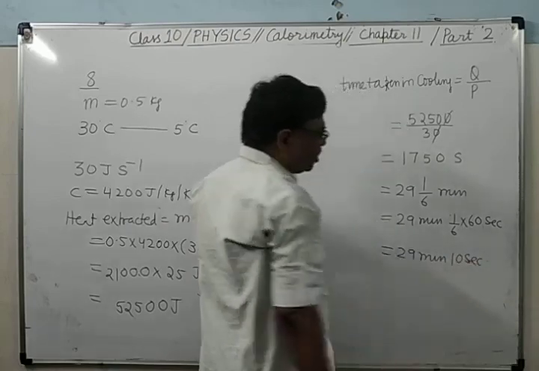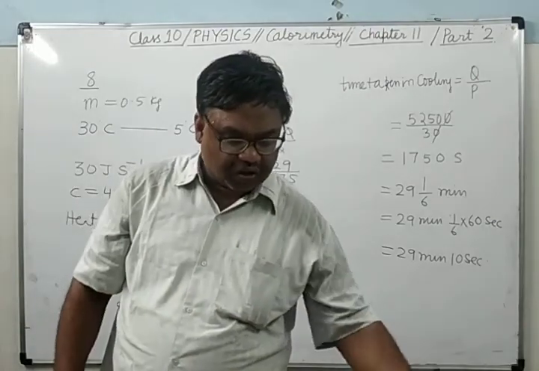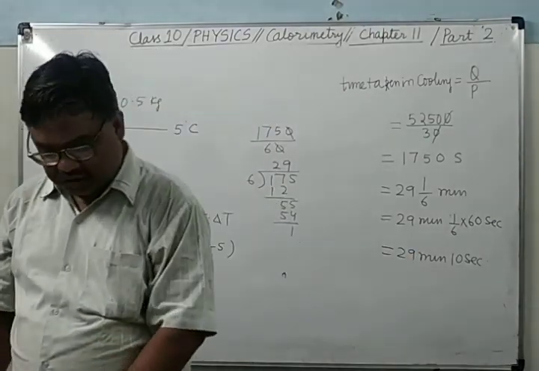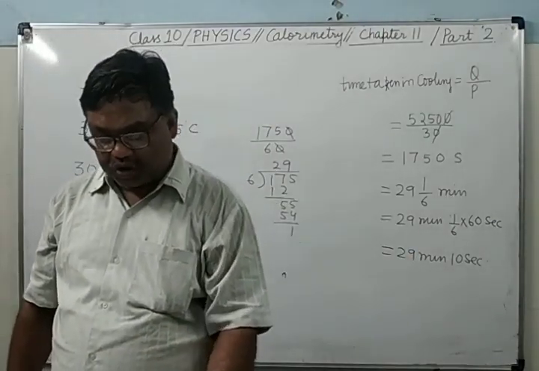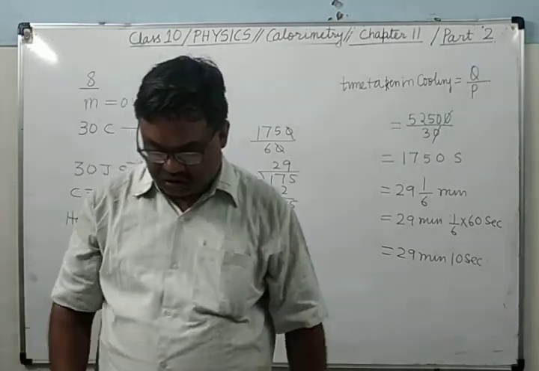This is clear. So now I will do one more lecture over this on the numericals. After that we will proceed to the B part of this chapter. Is it clear? So thank you.